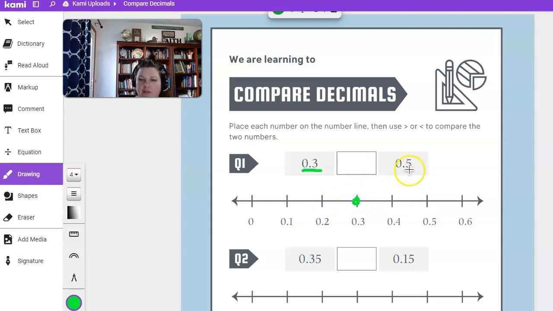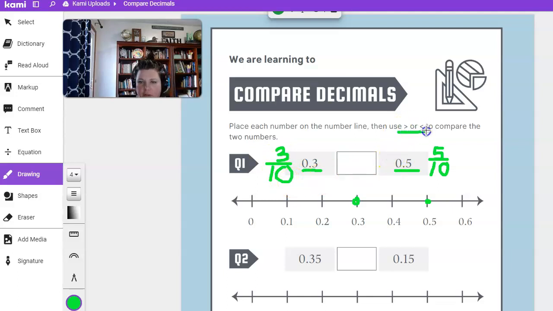Now I'm going to place 5/10 on the number line. 0.5 said out loud as a decimal can be said as 5/10, which also makes me think of the fraction 5/10. Or 3/10 as a decimal is a 3 in the tenths place, but it also can be put into a fraction by using 3/10.